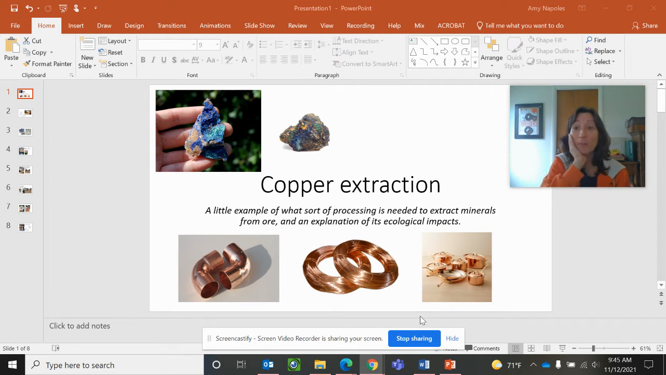Ta-da. So copper extraction is the title of the lesson today, and this is a little example of what sort of processing is needed to extract minerals from ore, as well as an explanation of the ecological impacts of that. But also, what I'm going to talk about is kind of interesting because it's both a process that we use to try to extract the little remnants of things like copper or other minerals that we didn't quite get the first time around and that end up getting dumped out as spoils, right, as that overburden leftovers.